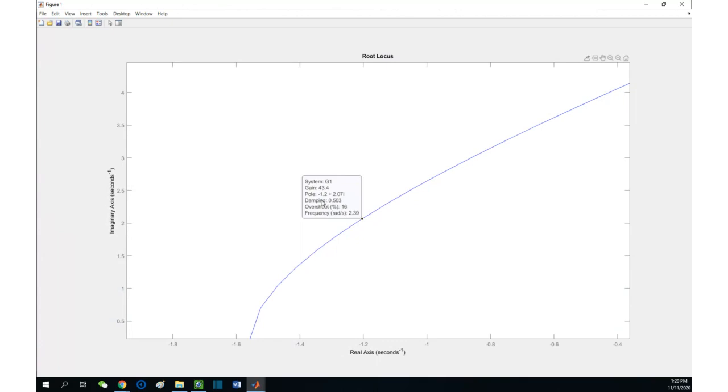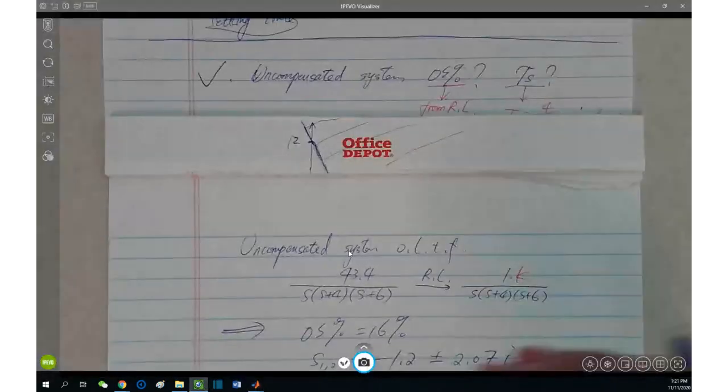So what are the dominant poles now? Anyone can read it? Negative 1.2 plus 2.07i. That's right. Of course, by dominant poles we are talking about one pair of conjugate poles, so a more accurate answer would be negative 1.2 plus or minus 2.07i or j. To MATLAB, I think j and i don't matter. So these are the dominant poles. What we need is the real part magnitude, right? The real part magnitude, therefore, is 1.2, directly 1.2.